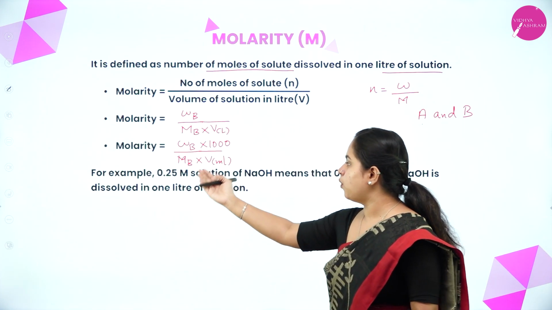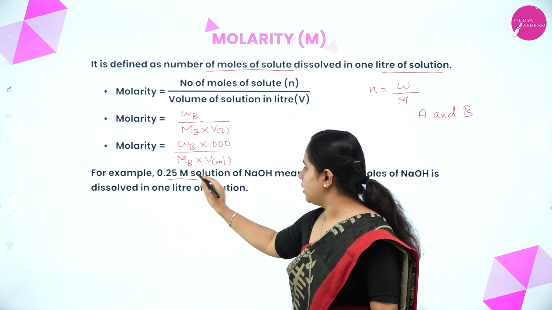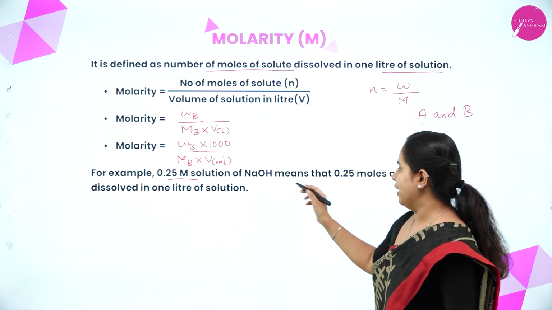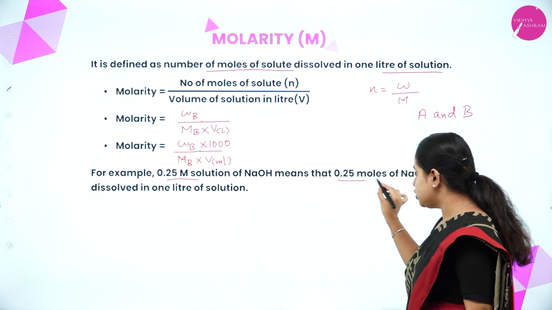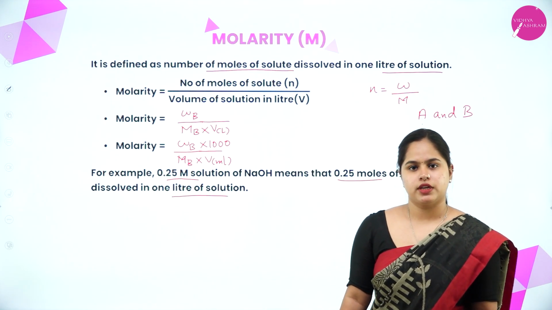So for example, 0.25 molar solution. M represents molarity, that is, 0.25 molar solution of NaOH means that 0.25 moles of NaOH is present in 1 liter of solution. Clear?